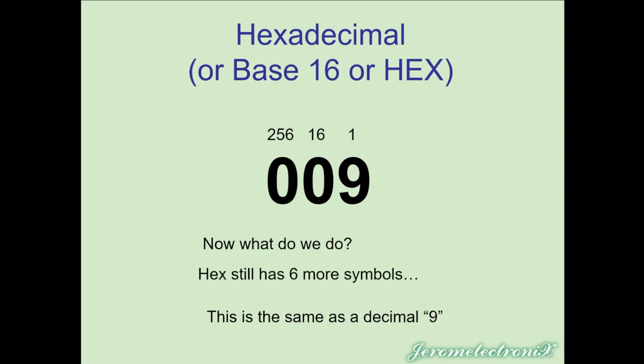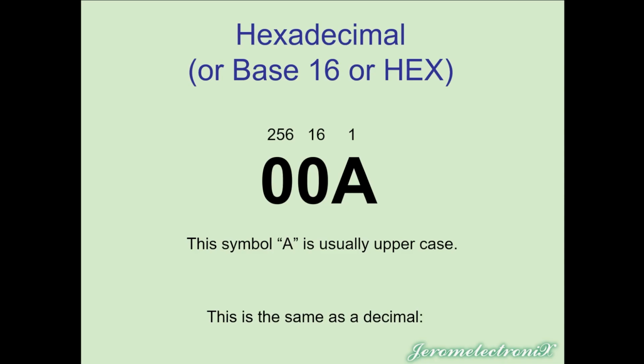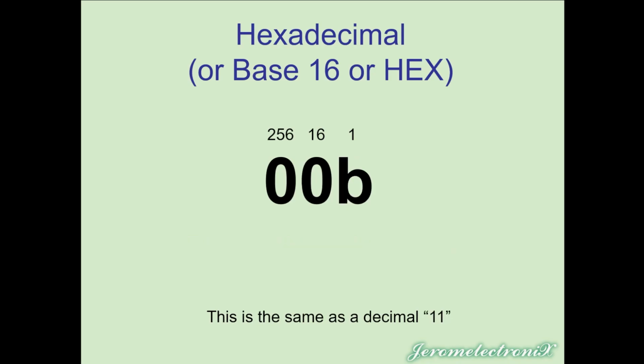So what do we do? Where do we go with these symbols? Well, a lot of people know, some people don't. The symbols we use are the alphabet. So the next symbol we're going to use is an A, and this A happens to be an uppercase, because a lowercase tends to look like a 0 in some cases. Same as decimal 10. So A is a decimal 10.